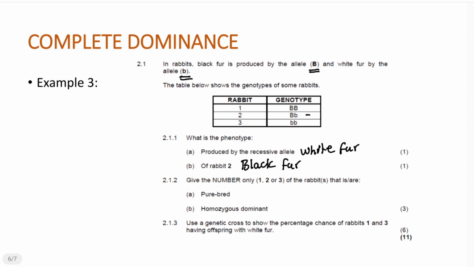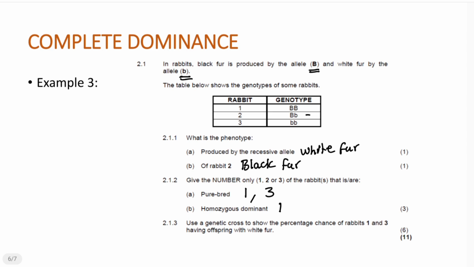2.1.2. Give the number only, 1, 2, or 3, of the rabbits that is or are A. Purebred. Purebred simply means homozygous. We've got rabbit number 1, which is homozygous dominant, and we also have rabbit number 3, which is homozygous recessive. B. Give the number, 1 to 3, of the rabbits that is or are homozygous dominant. Homozygous dominant is only rabbit number 1. Homo means same, dominant means capital letters. So it is rabbit number 1.